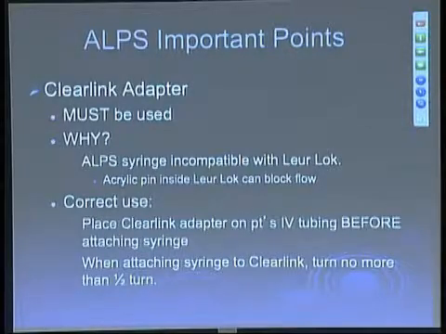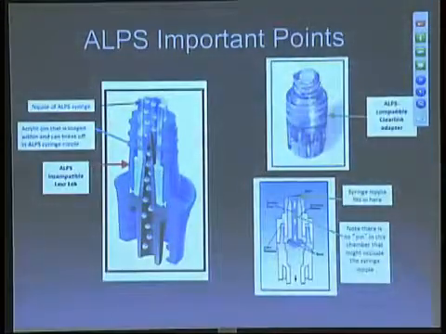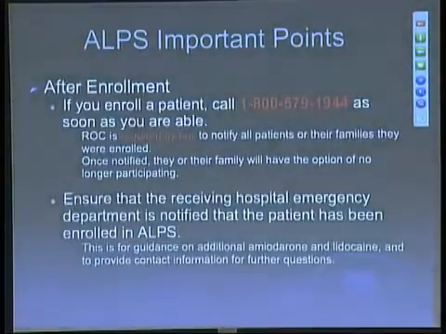The Alps syringes are absolutely ridiculous, and they're not compatible with the Luer lock. It's a glass thing. The acrylic pin inside the Luer lock blocks the flow. So you have to put the ClearLink adapter on the IV tubing before you put the syringe on. Then you put the syringe on and turn carefully, no more than a half turn. So far, I don't believe we've broken any of them attaching to the ClearLink. So everybody knows what the ClearLink looks like.